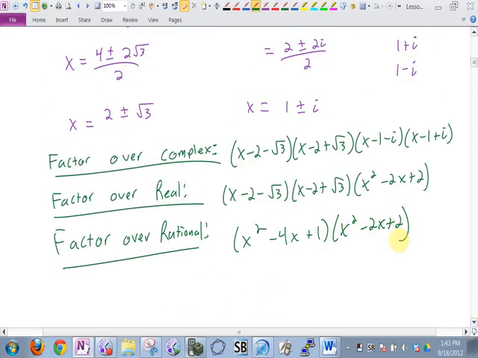So it's 3 different factorizations for this one, depending on what you're factoring over, what set of numbers you're talking about. Rationals don't include imaginaries or irrationals. Nothing but nice numbers, whole numbers and fractions. I FOILed these two together. Oh, okay.